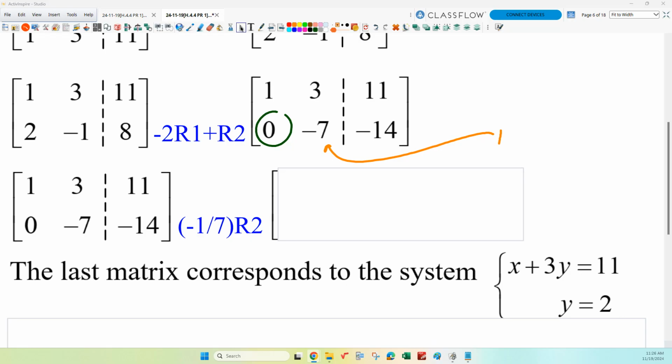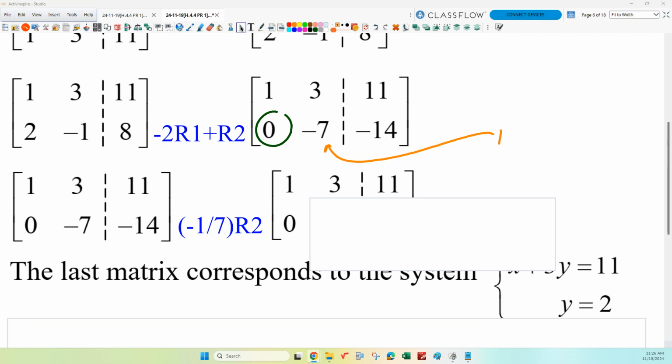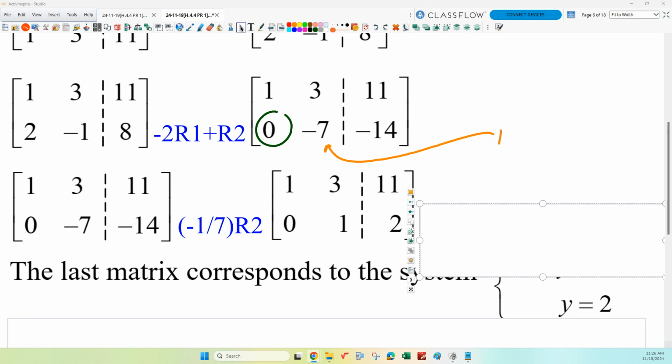So that gives us what? -1/7 times 0 is 0. Multiplying 0 by some number, what's cool about that is it leaves it a 0, right? So we still have what we need there, a 0. -1/7 times -7 is 1. -1/7 times -14 is 2. Okay, we're done. We got that thing into triangular form or echelon form.